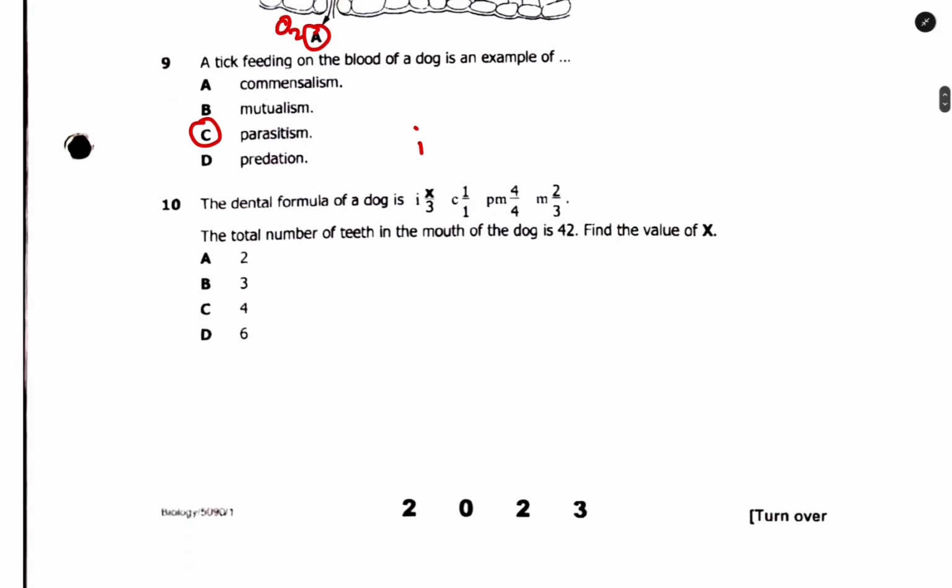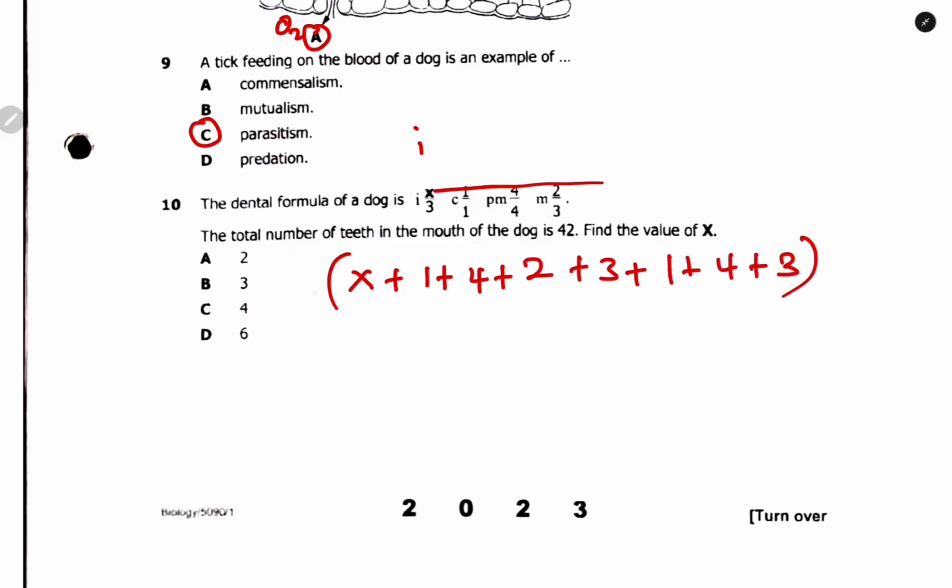In other ways, you might be asked to find the total number of teeth given the dental formula. So this is how you do it. You are going to add everything on top plus everything down, then you multiply by 2. So what I'm trying to say is X plus 1 plus 4 plus 2. I've added everything on top, then plus 3 plus 1 plus 4 plus 3. Then I'm going to multiply here by 2. Then we are saying the total teeth is 42.